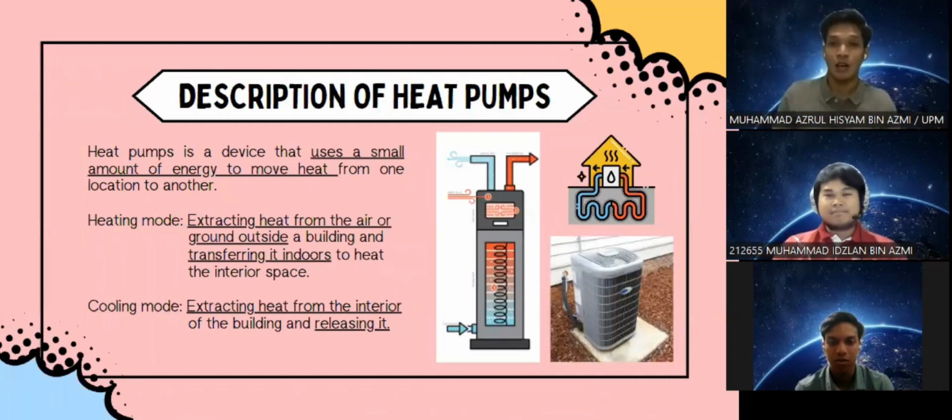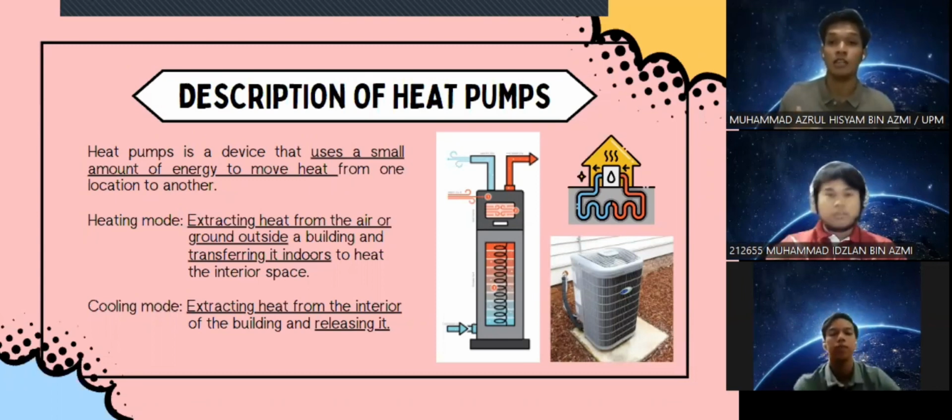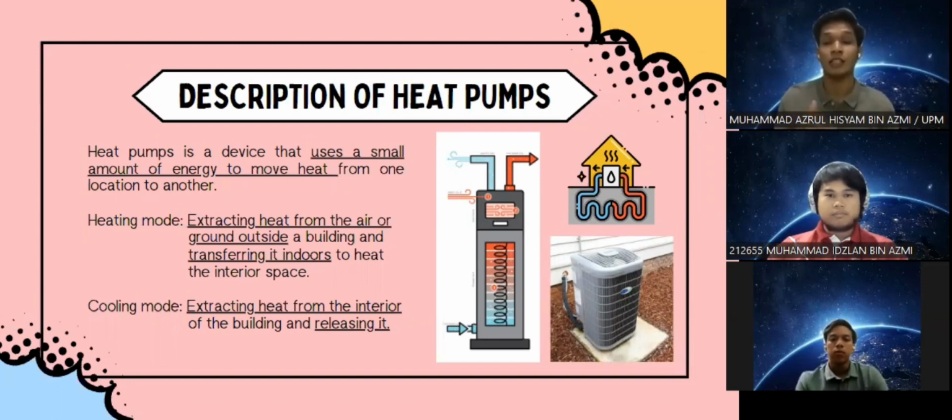All right, thank you, Idzlan. Okay, a heat pump is a device that uses a small amount of energy to move heat from one location to another. Heat pumps can be used for both heating and cooling and are often more energy efficient than traditional heating and cooling systems. In heating mode, it works by extracting heat from the air or ground outside a building and transferring it indoors to heat the interior space.